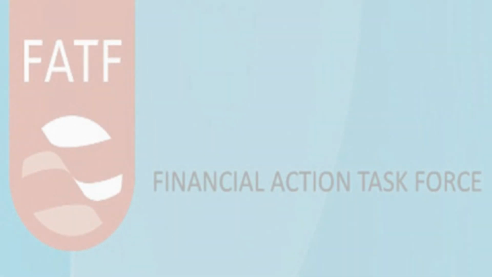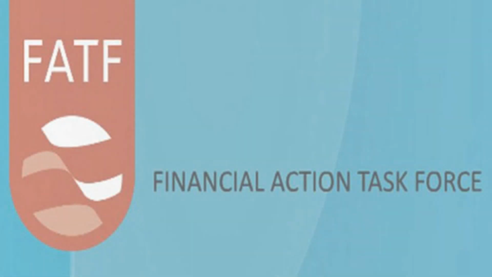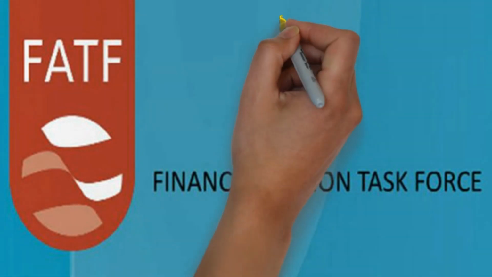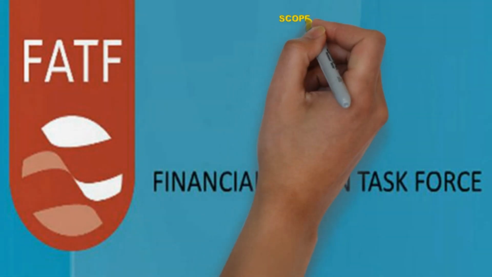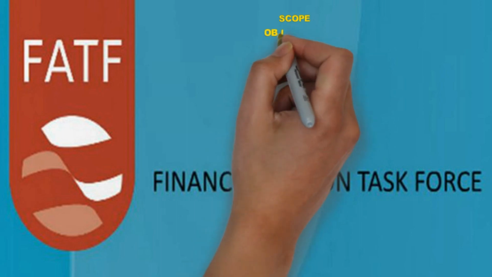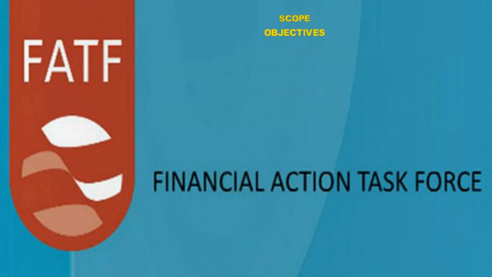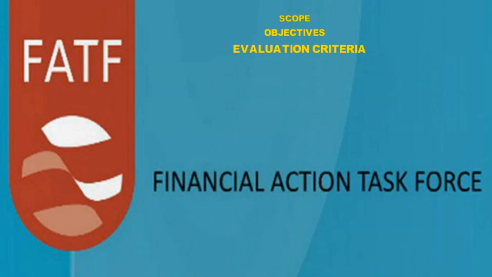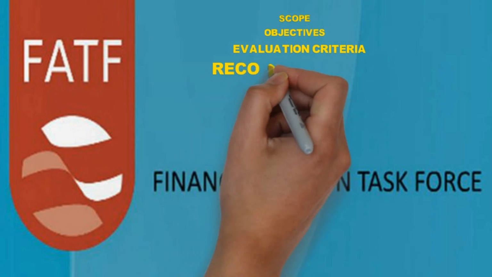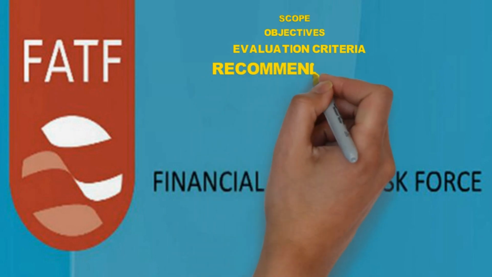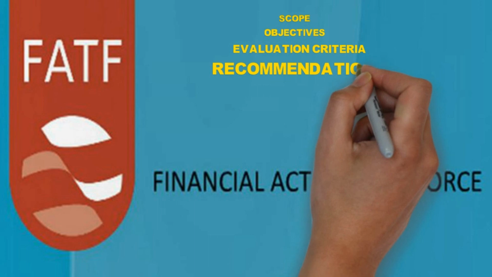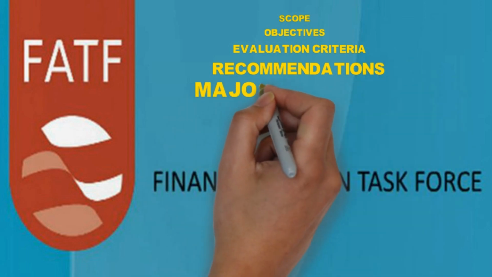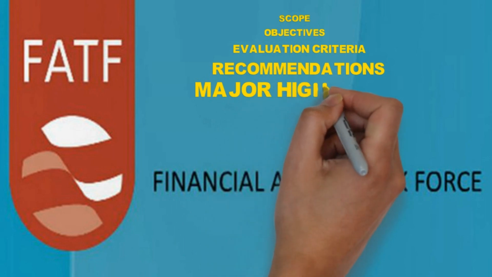This chapter begins with explaining the core concepts of the Financial Action Task Force, or FATF. FATF is a global standard setter in anti-money laundering and terrorism financing. This section starts with explaining what FATF means, what its objectives and main activities are. You need to remember the evaluation criteria that FATF follows while granting membership to any country. Then this section explains the major highlights of previous and updated recommendations.